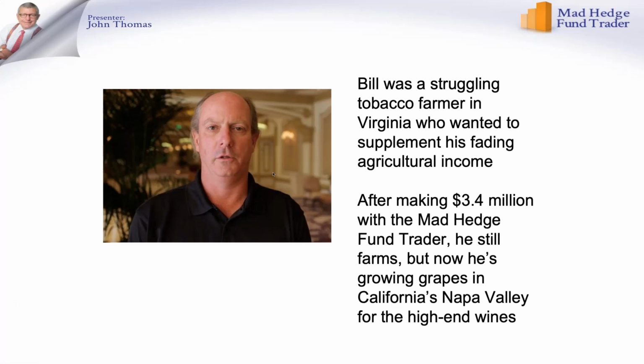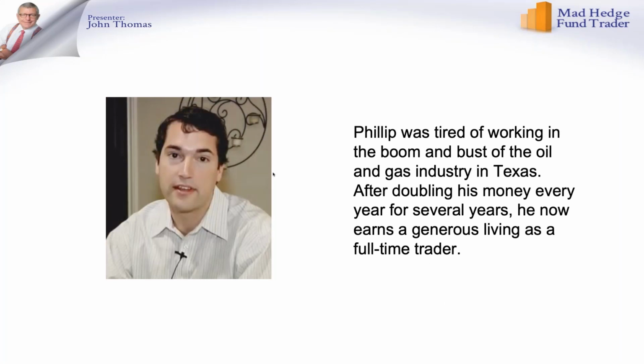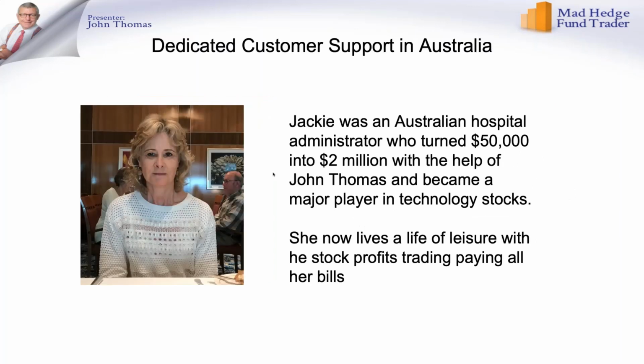Bill was a struggling tobacco farmer in Virginia who wanted to supplement his fading agricultural income. After making $3.4 million with me, he still farms, but now he's growing grapes in California's Napa Valley for the high-end wineries. Philip was tired of working in the boom and bust of the oil and gas industry in Texas. After doubling his money every year for several years, he now earns a generous living as a full-time trader. And Jackie was an Australian hospital administrator who turned $50,000 into $2 million with my help. She's now a major player in technology stocks and lives a life of leisure.